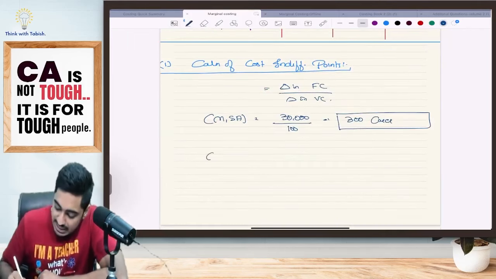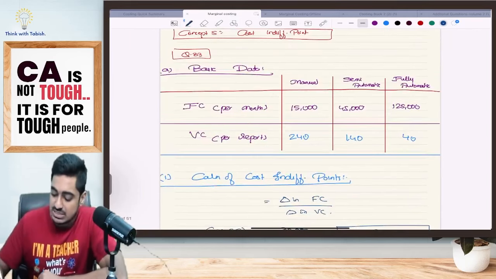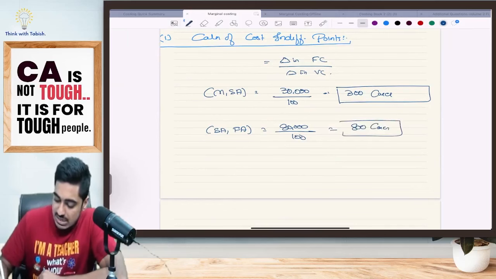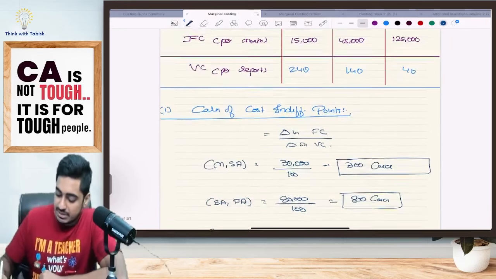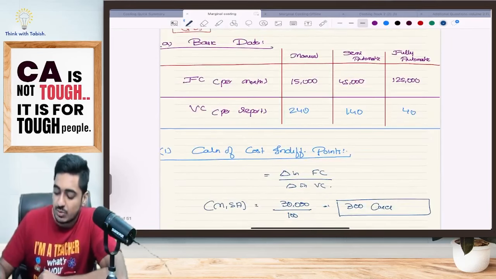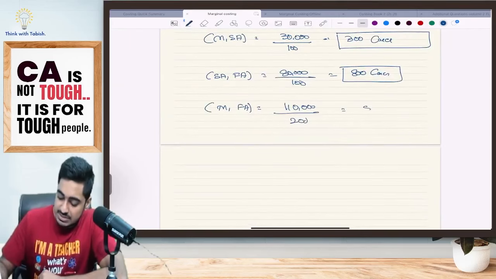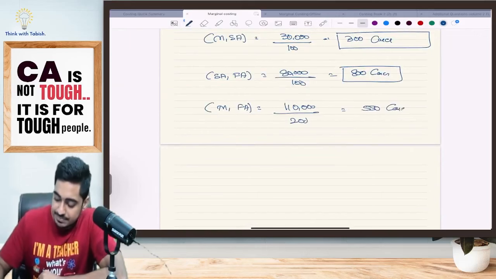Then I will decide between semi-automatic and fully automatic. Tell me what is the difference in fixed cost? 45,000 to 1,25,000, it is 80,000, divided by 100. So it is going to be 800 cases. And finally, I have manual and fully automatic. 15,000 to 1,25,000, that means it is going to be 1,10,000 divided by 200. That means it is 550 cases, everyone?